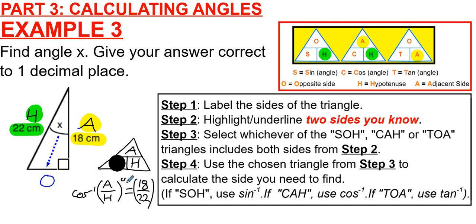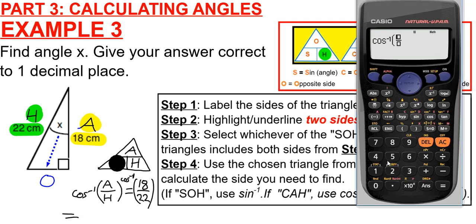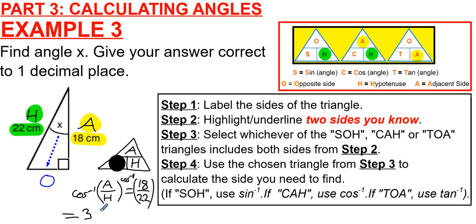So it's cos minus 1 of that. Almost made a mistake there. That would have been completely wrong. So cos minus 1, A over H. Cos minus 1 of this. So 18 on top, as a fraction, 22 on the bottom. Close off the brackets. Hit equals. To one decimal place, that would be 35.1. That zero would round up, because next to the zero is a 9, which pushes the zero up 1. So it's 35.1 degrees. And that's example three done.